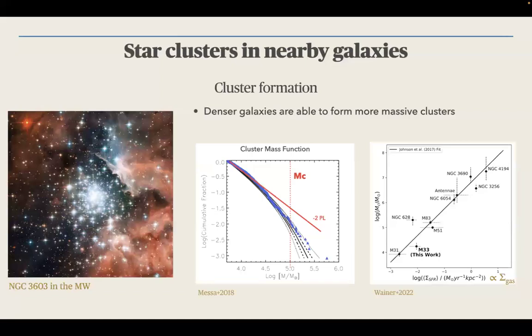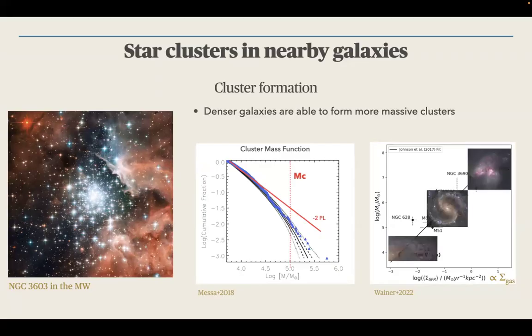So on the x-axis in this right plot, we have the star formation rate surface density of the galaxy, which, if we think about the Kennicutt-Schmidt relation, correlates with the gas surface density. And it looks like denser galaxies are able to produce more massive clusters. And not only that, well, here I put, to give an idea, at the high mass end, at the high density end here, we have starbursts. At the low density end here, we have Andromeda.